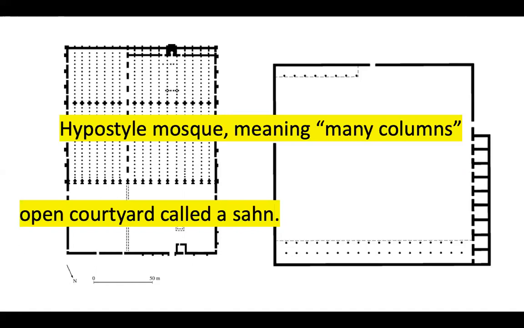A fundamental necessity of a mosque is to hold the entire male population of the city, so that is why they have a large prayer hall. And this is connected to an open courtyard called a sahn. Within the courtyard is a fountain that would be used for ritual cleansing before prayer.